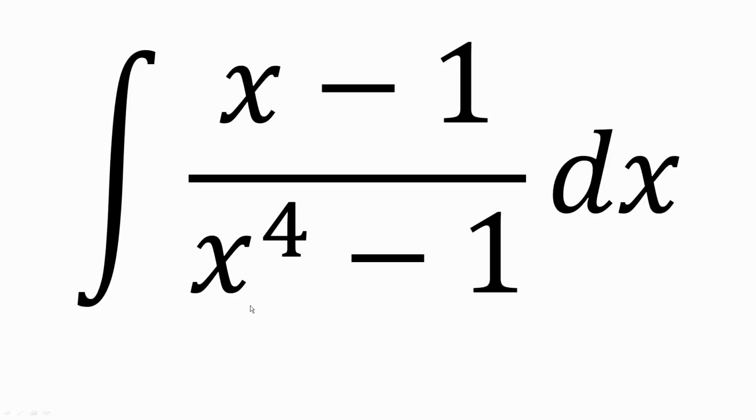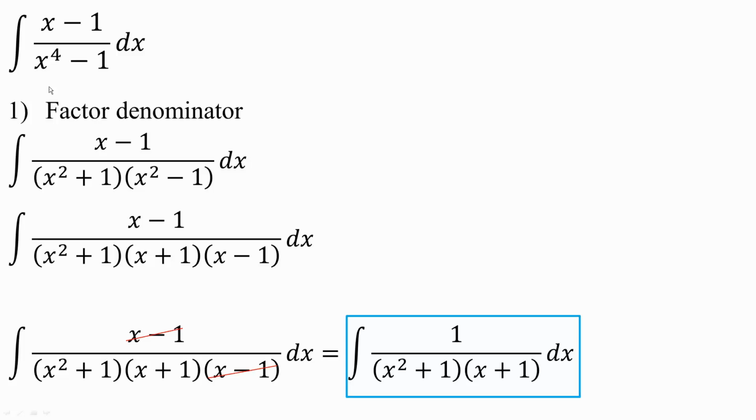In this video, we will solve this integral right here, and so let's begin. So the first thing that I will do is try to factor out the denominator. If I say x squared plus 1, close parentheses, and x squared minus 1, close parentheses, this will equal x raised to the fourth minus 1, and let's check.